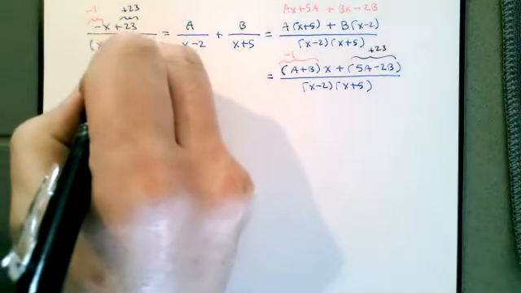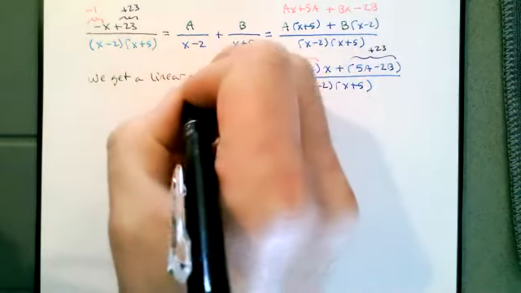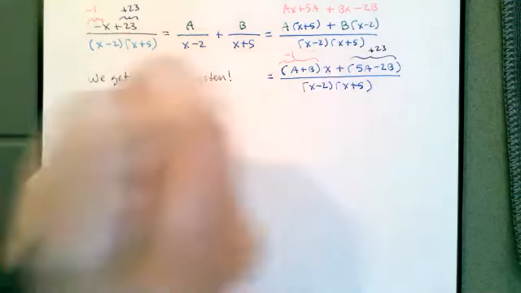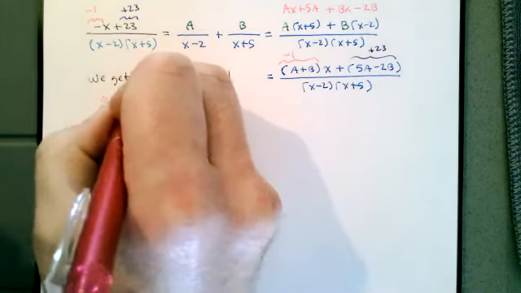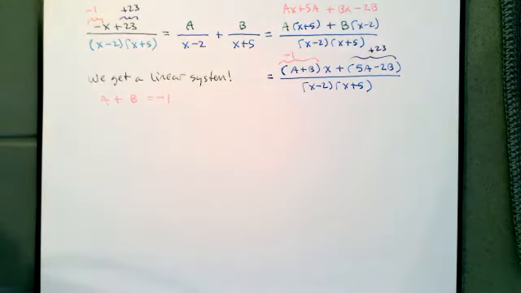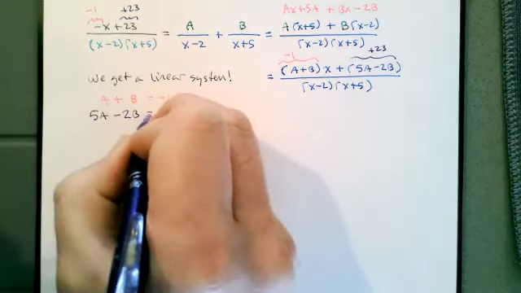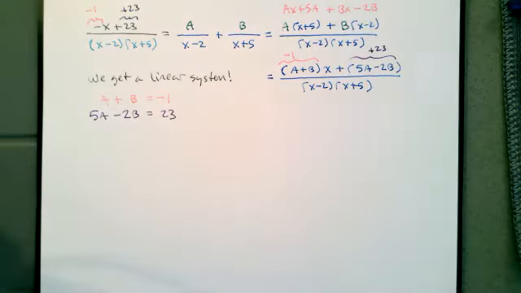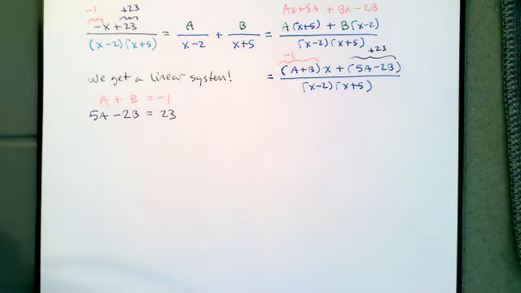So we get the system of equations. We get a system of two equations with two unknowns. I get A plus B is negative 1. And we also have that 5A minus 2B is 23. The solution to this system is going to be the numerators that we were looking for in the first place. So we need to solve this system however we happen to like to solve systems.